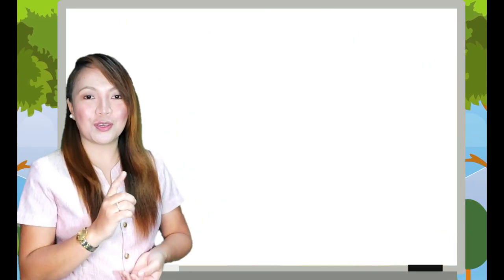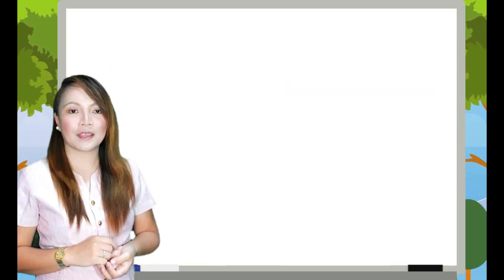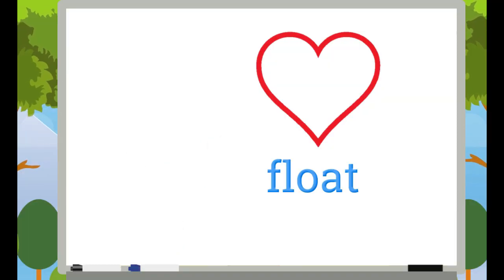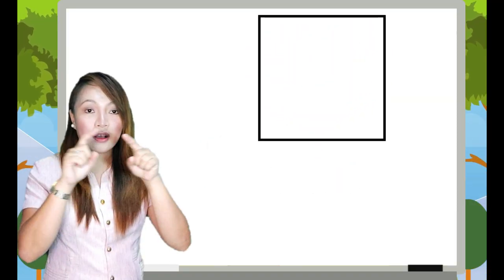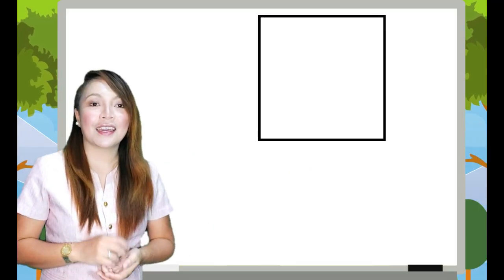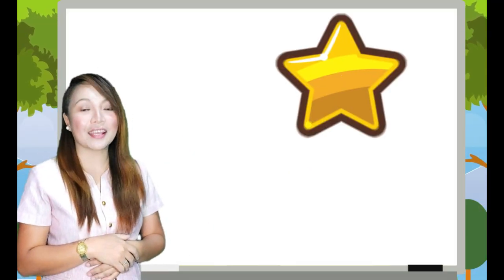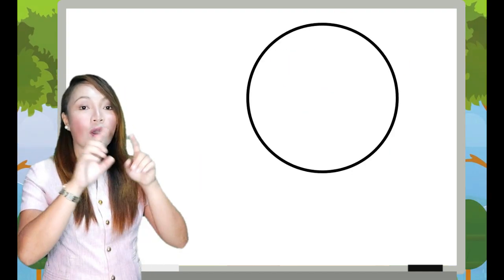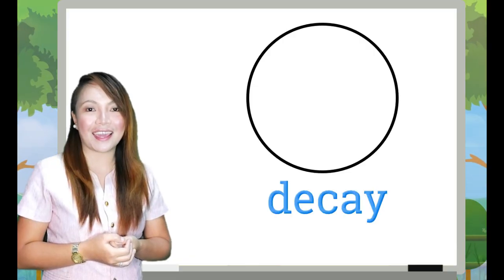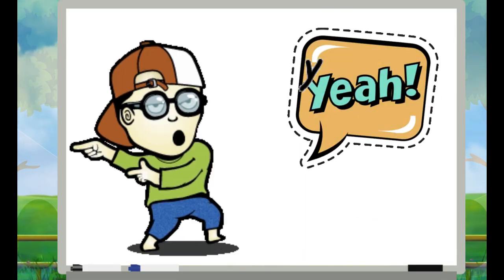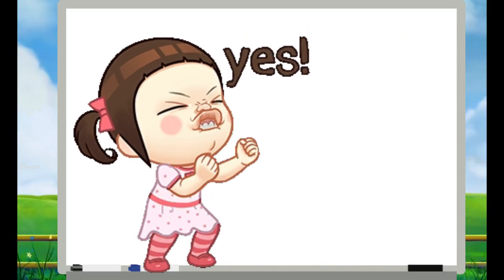For your answers, use the following symbols. You're gonna draw a heart if your answer is float. You're gonna draw a square or a box if your answer is sink. And you're gonna draw a star if your answer is absorb. And lastly, you're gonna draw a circle if your answer is decay. Did you understand the instruction? Remember, you have to write your answers in your science notebook. Okay, let's begin.